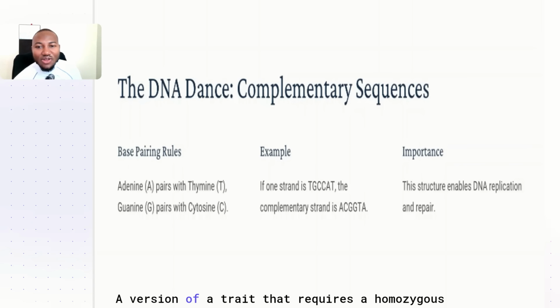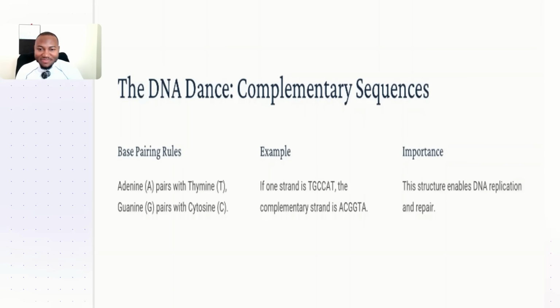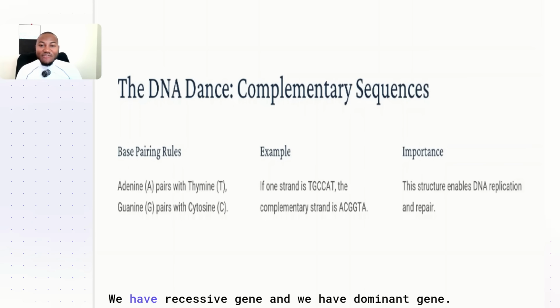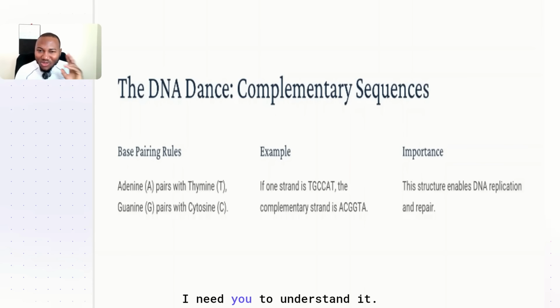A version of a trait that requires a homozygous genotype for expression is called a recessive allele. Remember that: recessive allele. Because we have dominant and recessive genes, but this is allele. Now let's look at these things. The percentage of a population with a given genotype that actually exhibits the predicted phenotype is called what? Penetrance. I need you to understand it.